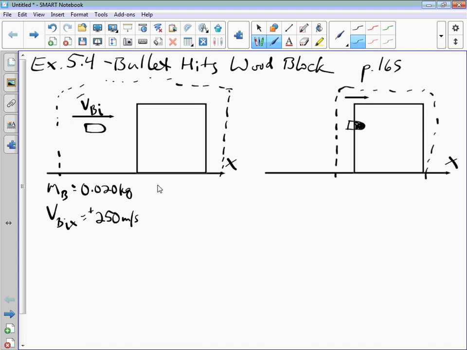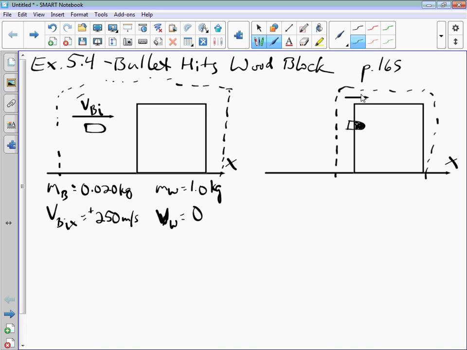As far as our wood block, our mass of our wood is 1.0 kilograms. And our velocity of our wood is just 0. It's not moving. It's not moving at all. And I've defined the system here as the bullet-block system.